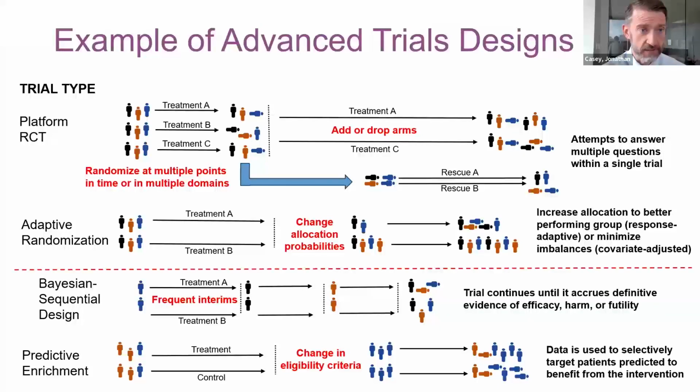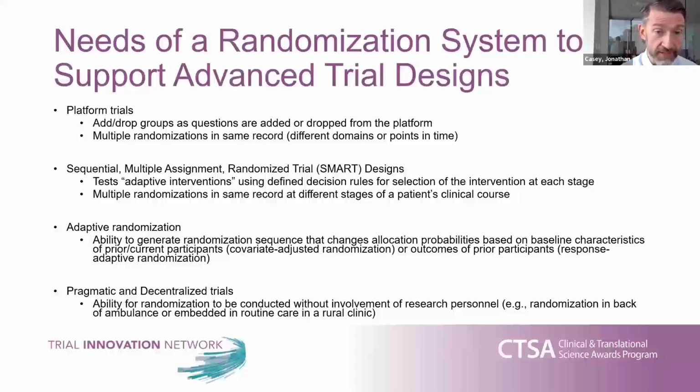So what are the needs of a randomization system to support these advanced trial designs, which have been proposed for many years, but became much more common and popular during COVID, and now are being more accepted by regulators, clinical trialists, and even clinicians? So for platform trials, you need the ability to add or drop groups as questions are added or dropped from the platform. And you may, depending on the trial design, need to randomize the same patient multiple times at different domains in the trial or at different points in time.